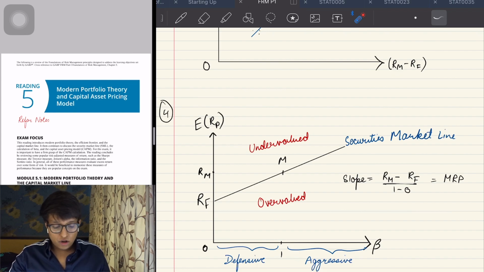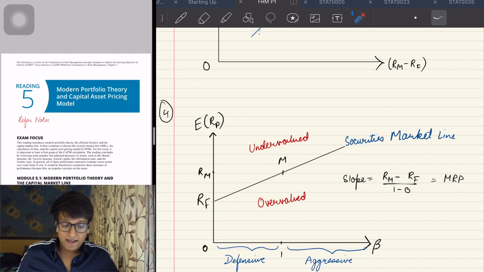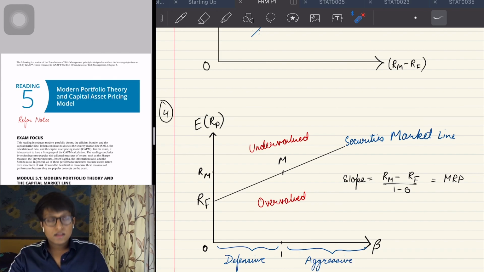And any stock that lies above this is undervalued. Now you may be confused: if it is above this line, how is it undervalued? You need to understand that if a stock is undervalued, its returns are very high, higher than what is expected. So it will obviously have returns higher than the market. So all stocks that lie above the securities market line are undervalued, and if it is undervalued, you're recommended to buy that stock. On the other hand, all stocks below, vice versa.